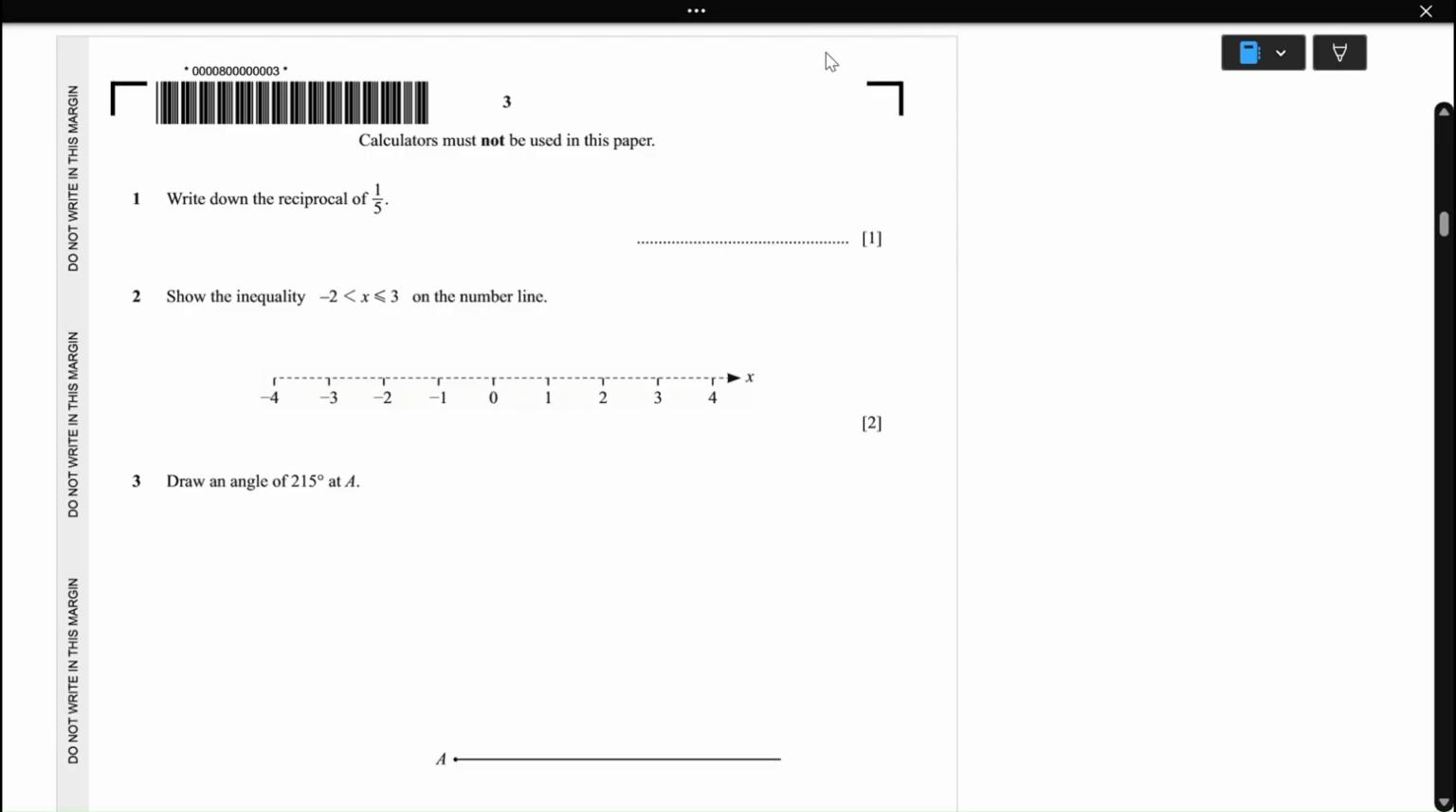Write down the reciprocal of 1 over 5. Reciprocal, we just need to swap, which is 5 over 1. So the answer is going to be 5.